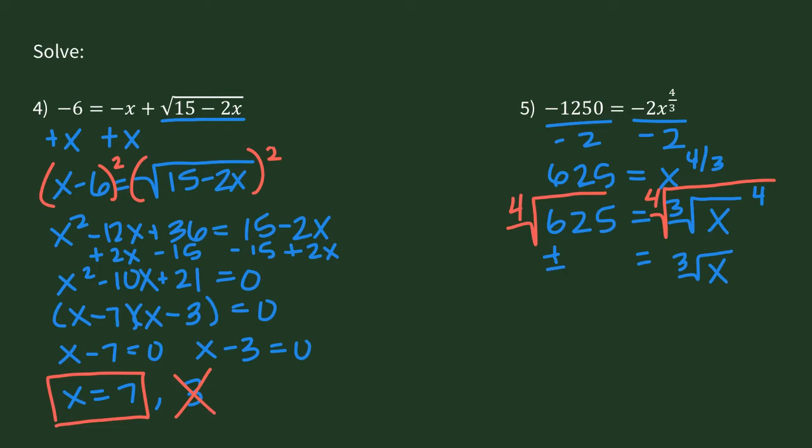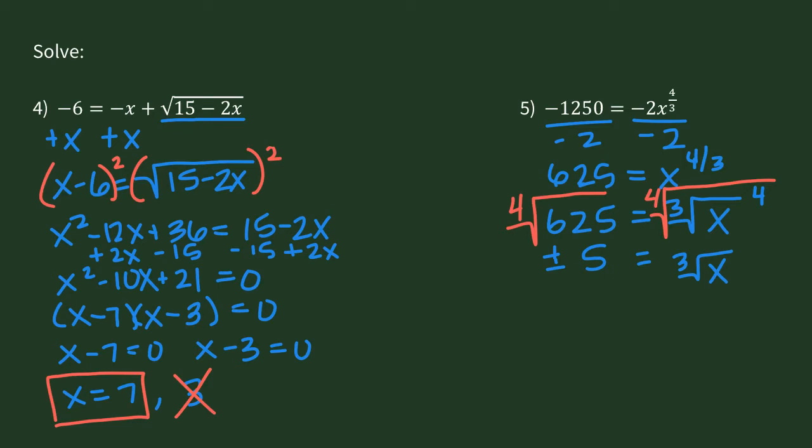And I need to think about what to the 4th power is 625. That's what the 4th root of 625 means, and it would be 5. And again, if you're not sure, just go to your calculator and start doing numbers to the 4th power and see what gives you 625. So 5 to the 4th power is 625. So then the 4th root of 625 is 5, plus or minus 5.